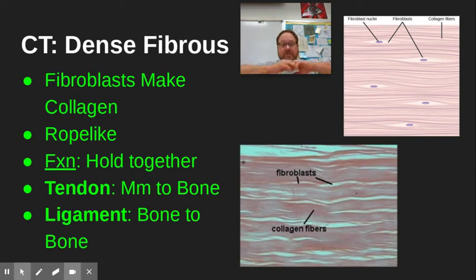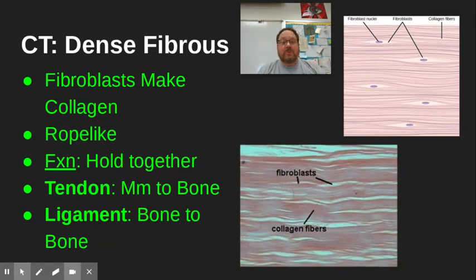Okay. So we use dense fibrous connective tissue to hold things together. So a couple of classic examples: tendons and ligaments. Tendons hold muscles to bone. So you have connective tissue sort of surrounding muscle fibers, and then the connective tissue extends beyond the muscle, and then it connects to bone. So tendons hold muscles to bone so that when the muscles contract, it moves the bones.